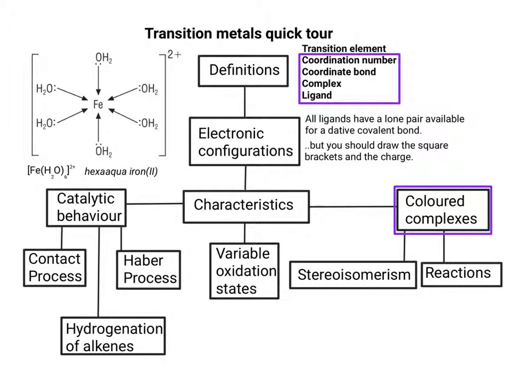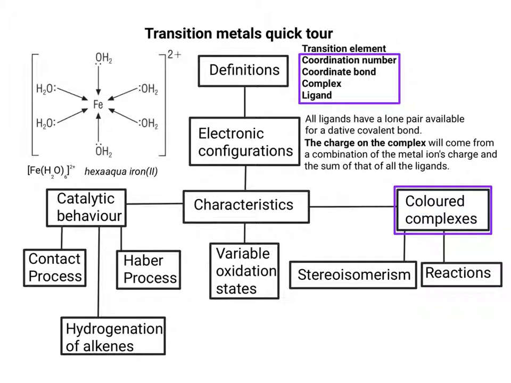The square brackets indicate that the complex ion contains a number of different species, and the charge indicates that it's actually 2+ charged in this case. So the charge can be worked out by a combination of the charge on the transition metal ion and the charges on the ligands. So be mindful that although water ligands are not charged, some others are.